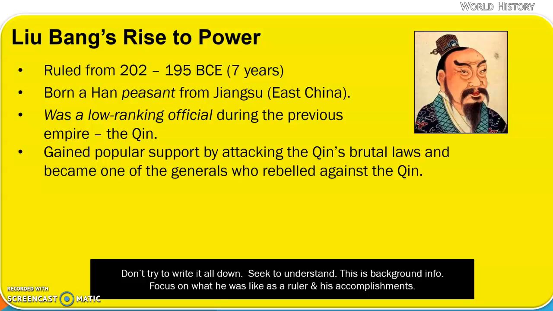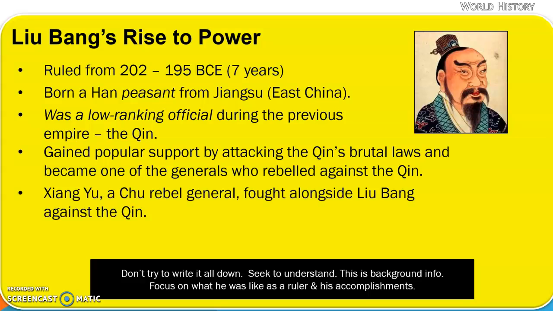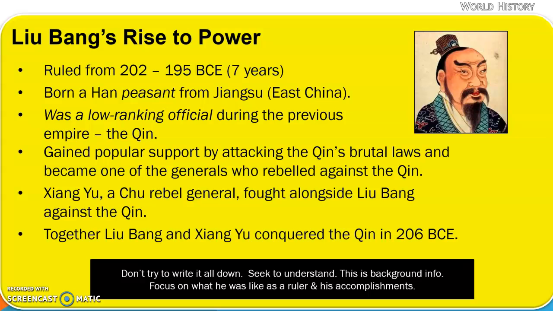But he ended up gaining popular support by rebelling against the brutal laws at the time under the Qin dynasty. He rebelled against the Qin, and he fought with his comrade Xiang Yu, a true rebel general. They fought alongside each other to conquer the Qin, which they did in 206 BCE.